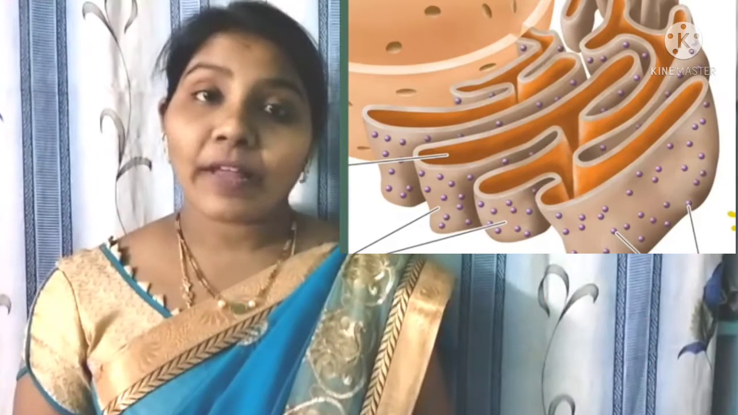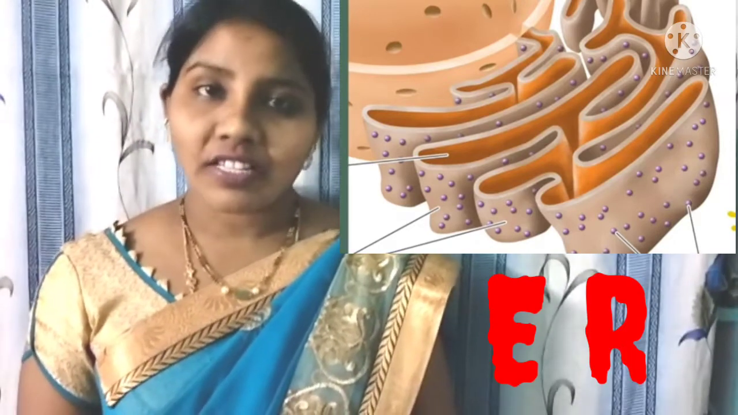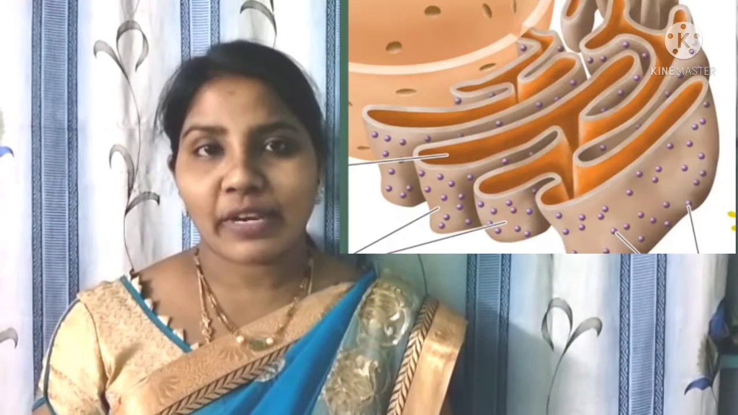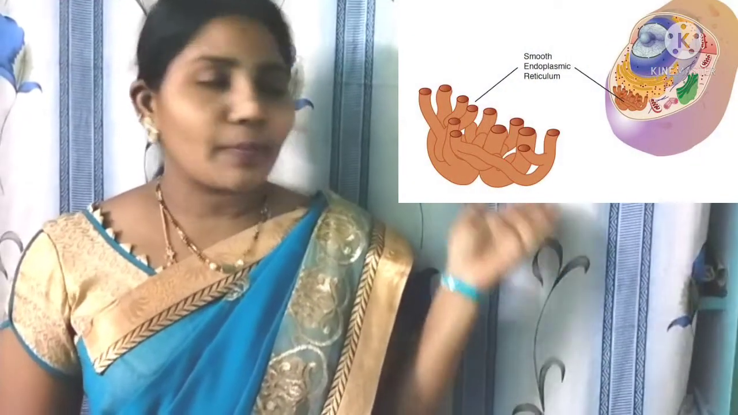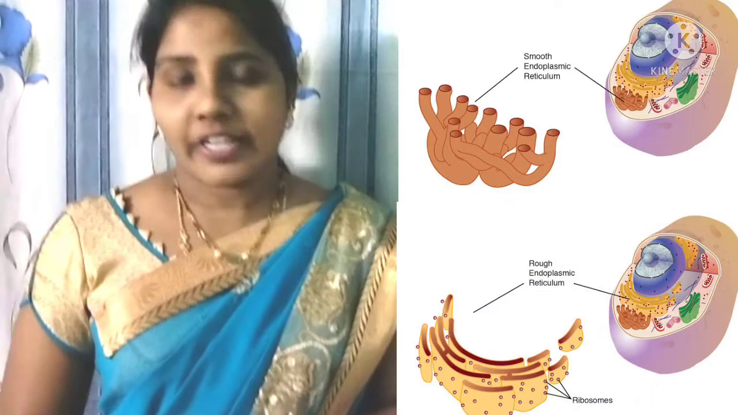So the endoplasmic reticulum is the largest network of membrane, present throughout the cytoplasm. It is meant for transportation within the cell. That means it is an intracellular transporter. Based on the presence or absence of ribosomes, the endoplasmic reticulum is divided into two types. The first one is smooth endoplasmic reticulum and the second one is rough endoplasmic reticulum.